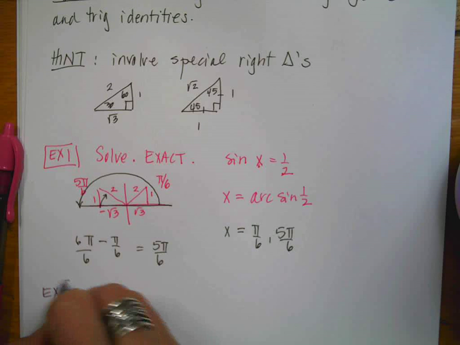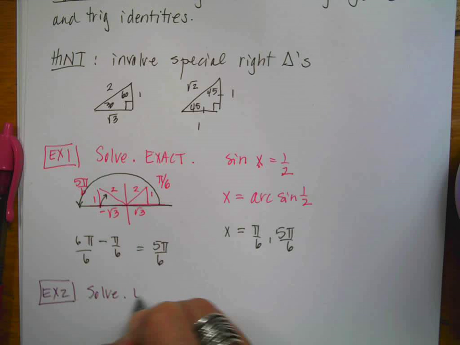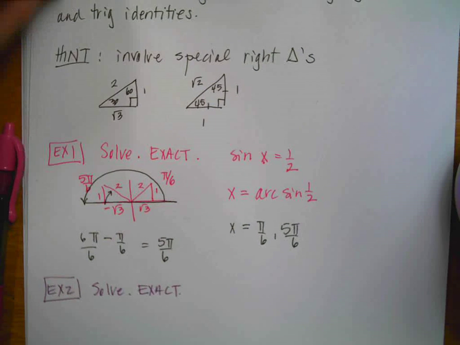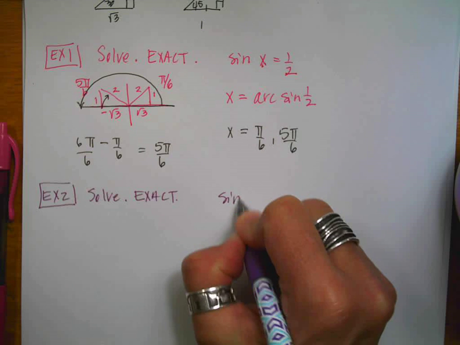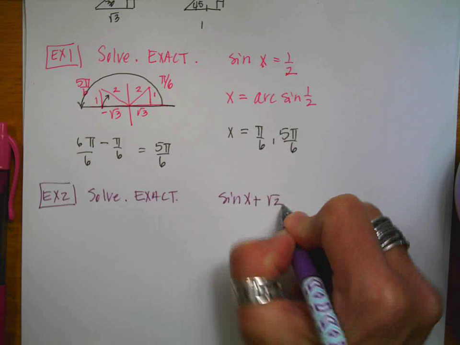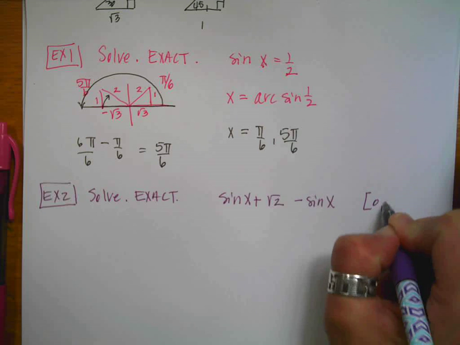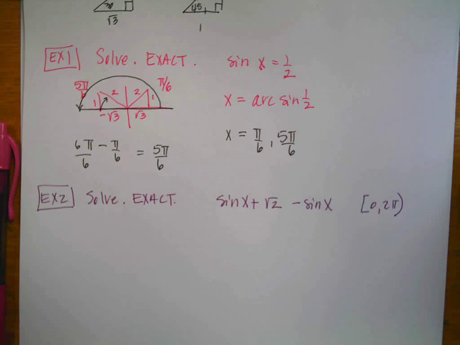Okay, example 2. Again, we're going to want to solve, and the majority of the time we're going to be looking for exact, which means you need to do it by hand, no grapher. In this one, we're given the sine of x plus radical 2 equals the negative sine of x, and we want to solve in the interval from 0 to 2 pi. 2 pi is not included because we want one rotation.